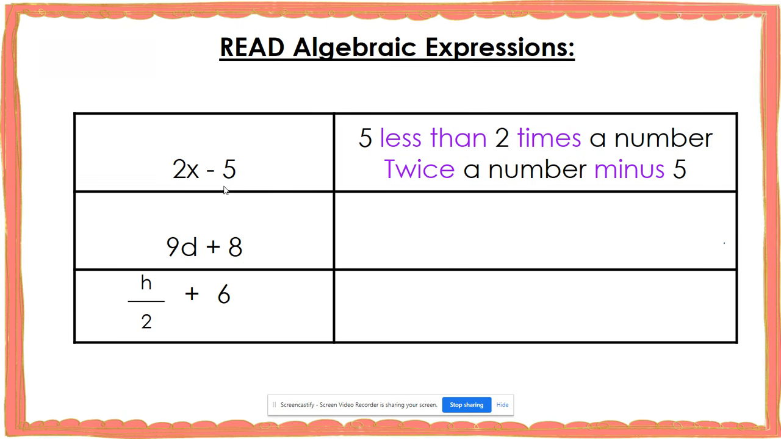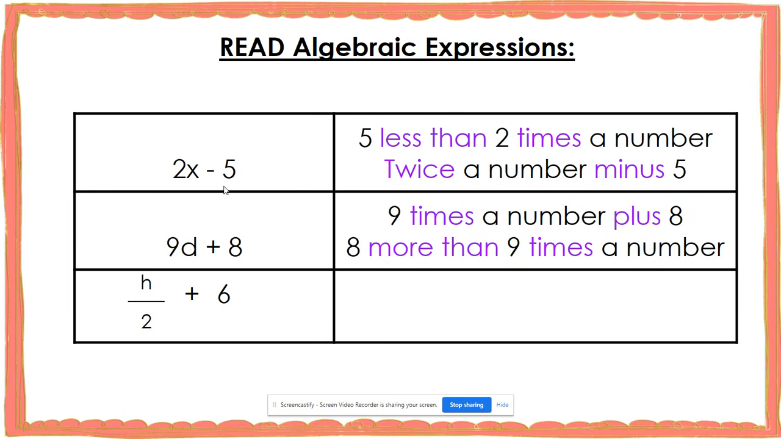Next, I have 9d plus 8. This means 9 times d plus 8. So some different ways that I could say that would be 9 times a number plus 8. I could also say 8 more than 9 times a number, or 8 more than the product of 9 and a number. I could also say the sum of 9 times a number and 8.